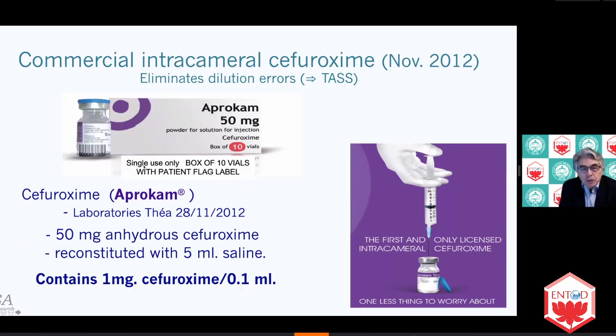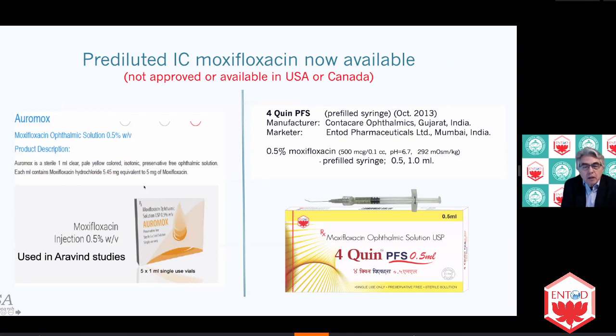Aprokam you can get in Europe. I don't know if you can get it in India. Aprokam is pre-diluted cefuroxime. It's not single use, but it is pre-diluted. In India, you're lucky because you have the most available moxifloxacin, both Oramox, which they use at Aravind, and you have 4-quin PFS, which comes in a syringe, which is very nice, but it has enough in it that you can use it for more than one case. It's supposed to be single use, but how people use it is up to each person.